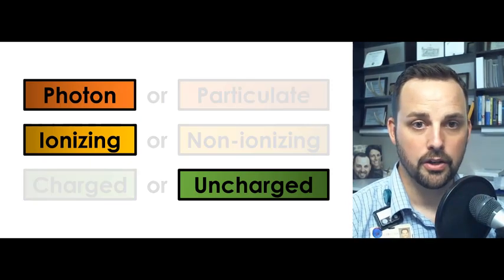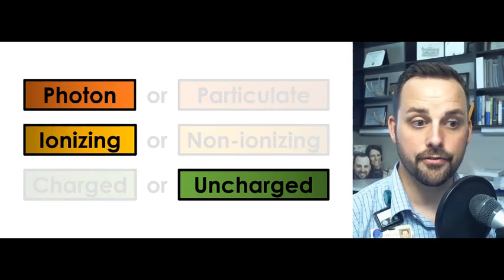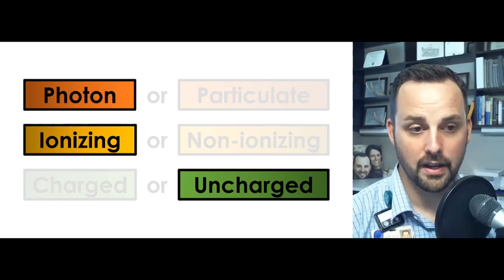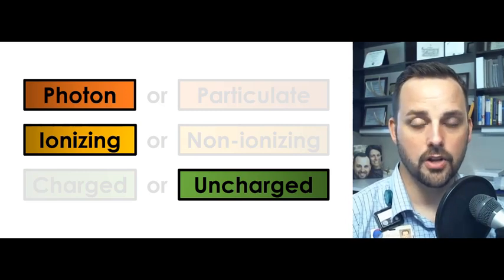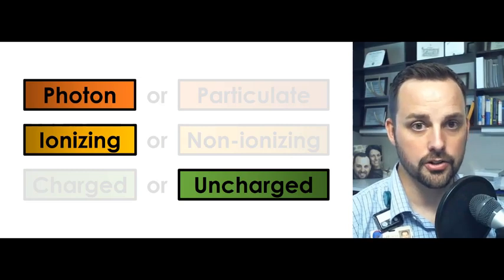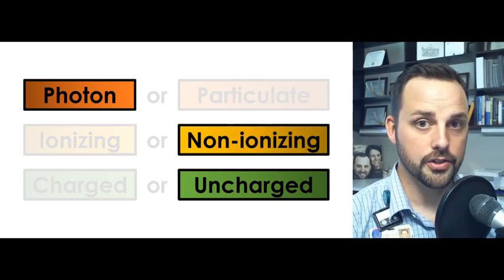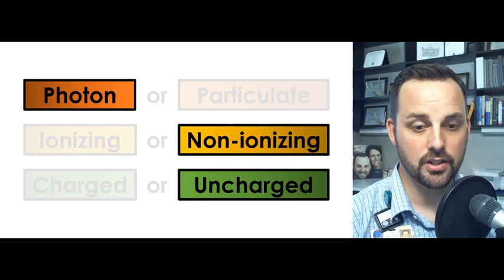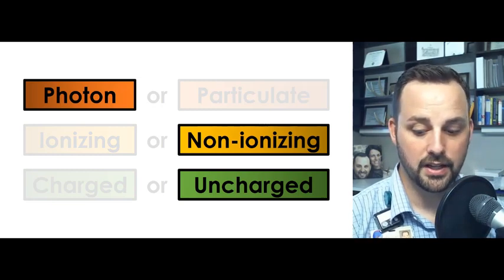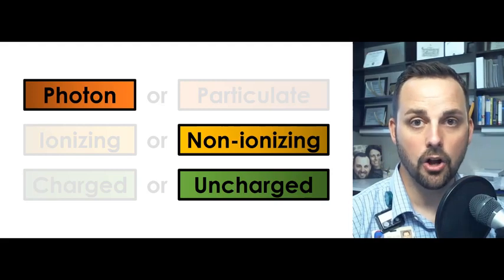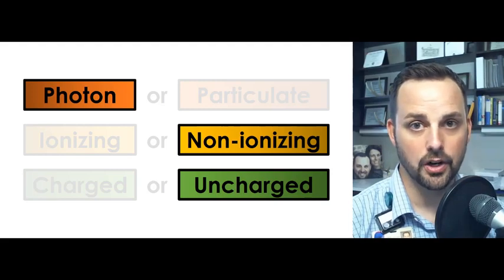For example, you can have a type of radiation that is a photon, so that means it's a wave, it's ionizing, and then of course it's uncharged because all photons are uncharged. Or you could also have a photon radiation that is non-ionizing, like radio waves, and once again, it'll still be uncharged because all photon radiation is uncharged.